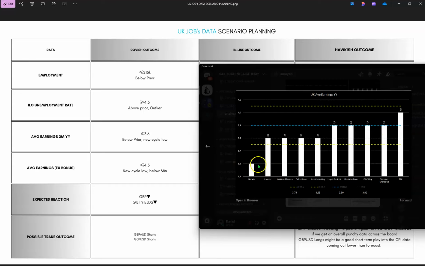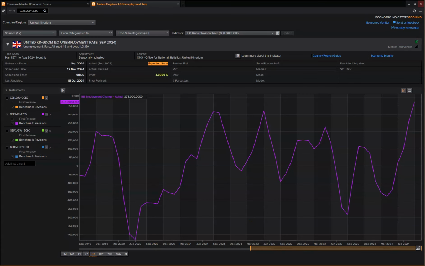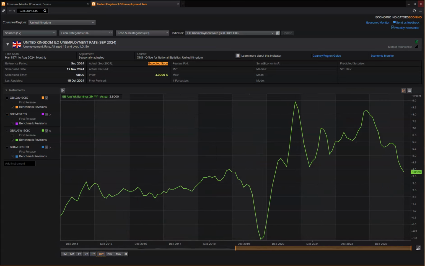So 3.6 is a clear outlier on the chart and is also a new cycle low. Let me show you guys the time series for a clear representation of what a new cycle low means. The previous number was 3.8, so obviously anything below 3.8 is going to be a new cycle low. We've not been this low since 2020, 2021, thereabouts. So that's what a new cycle low means.